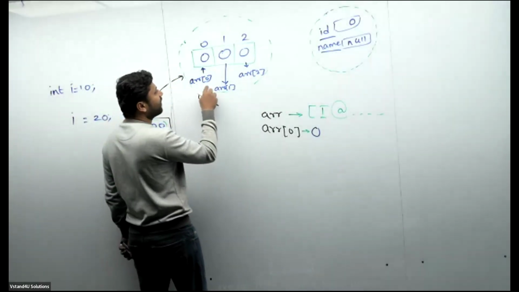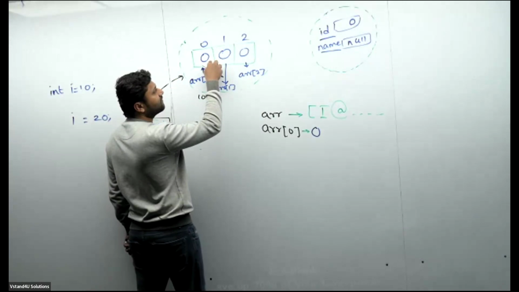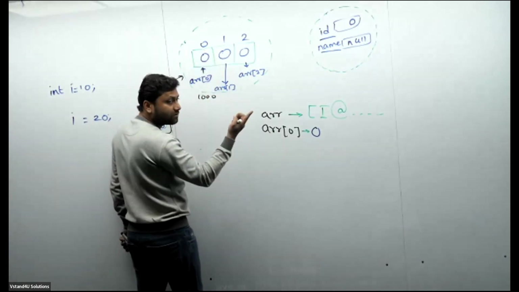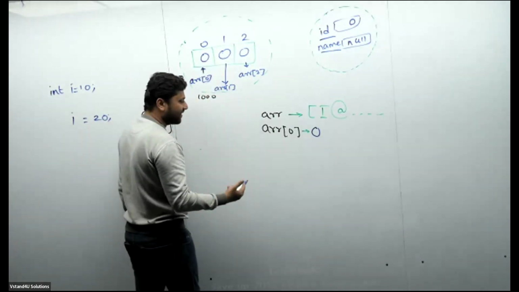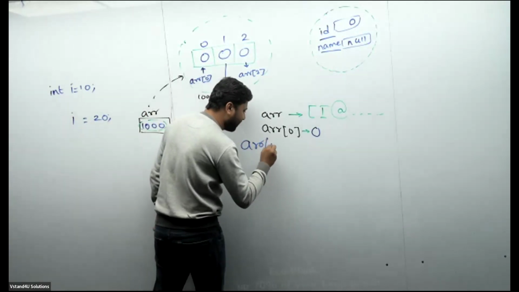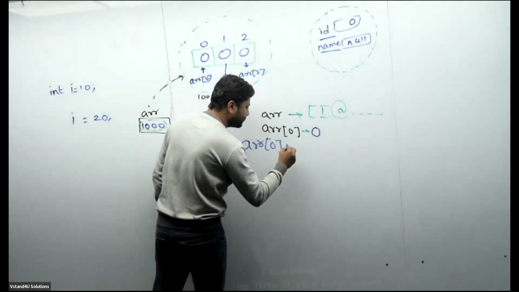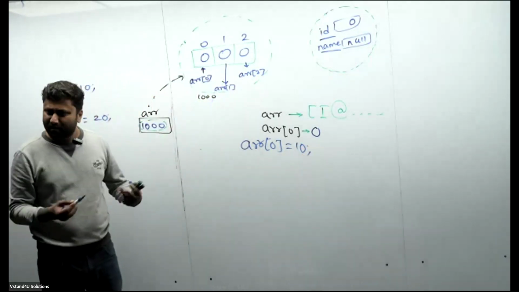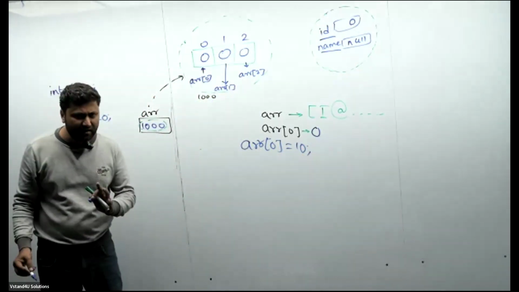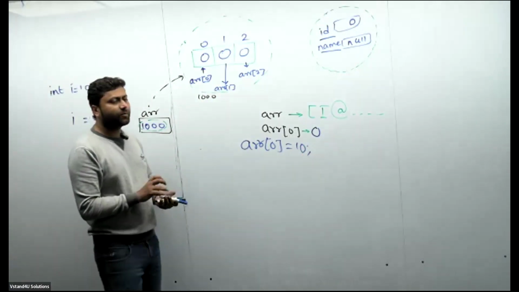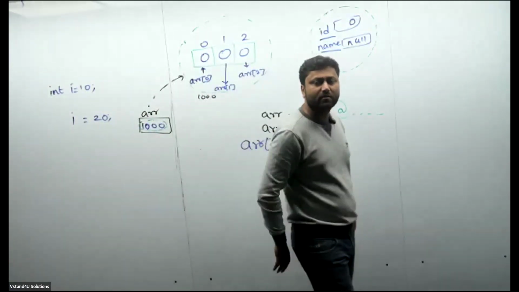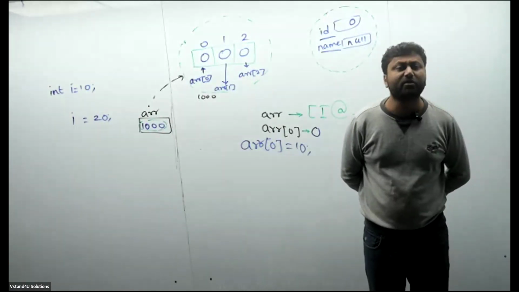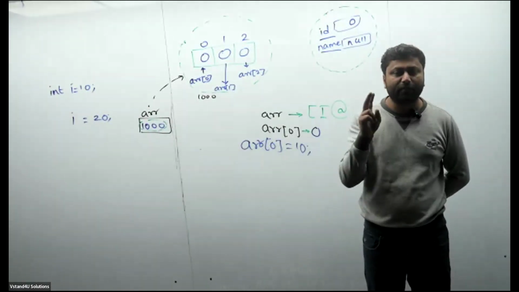In this variable, ARR of 0, the variable name itself is ARR of 0. Agree? ARR of 0, already what is kept? I want to put 10. Then simply tell ARR of 1 equal to. That is what we have done. Agree? Now you tell me, if I try to print ARR, what will be printed? Address of 10.